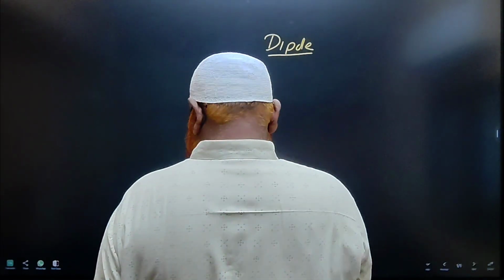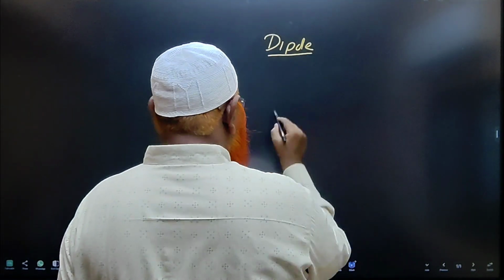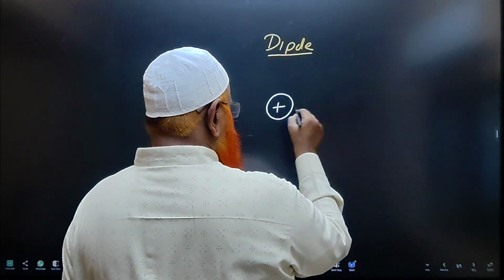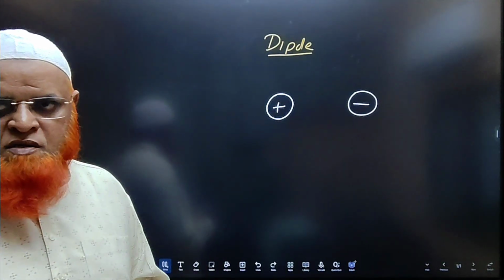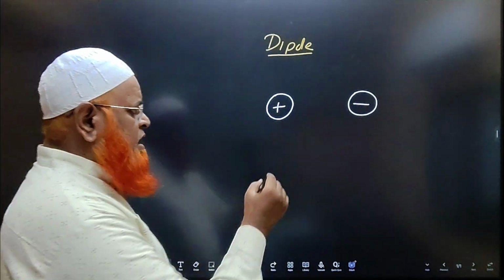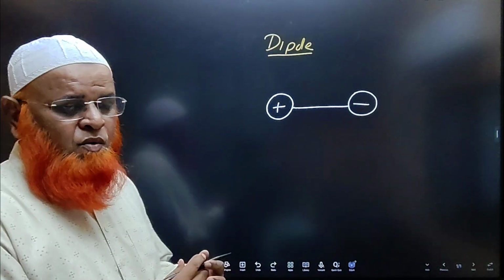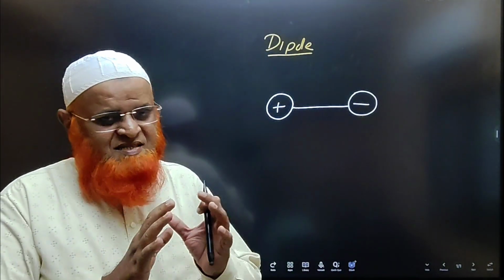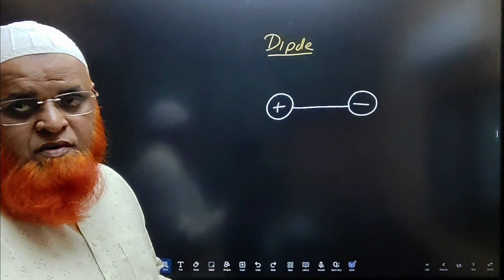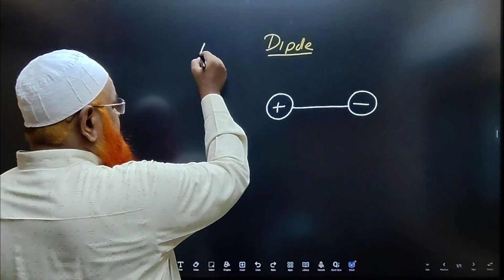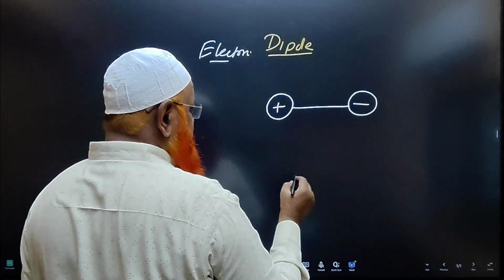What is the meaning of dipole? See, one positive charge and one negative charge separated by a finite distance is called a dipole, and this is called an electric dipole.